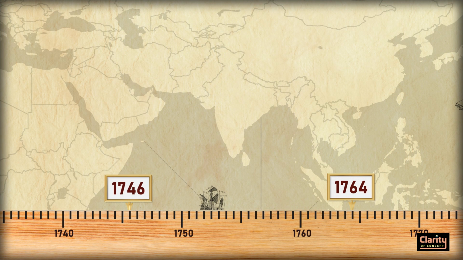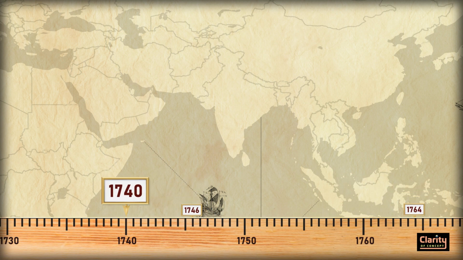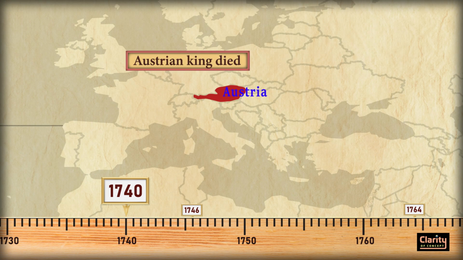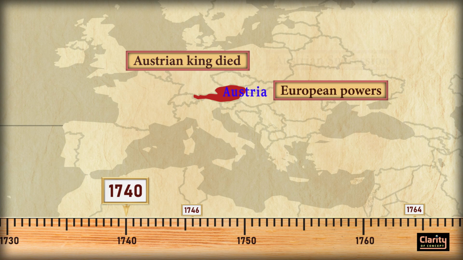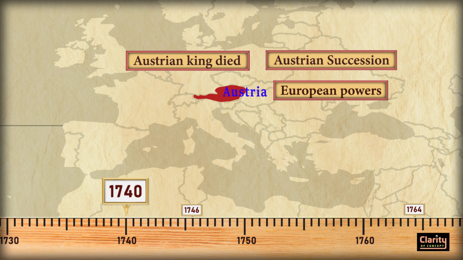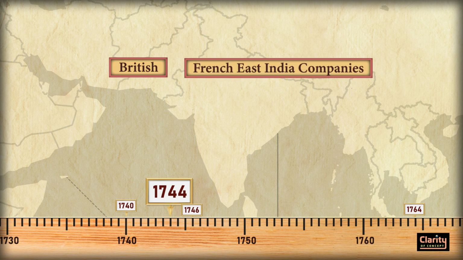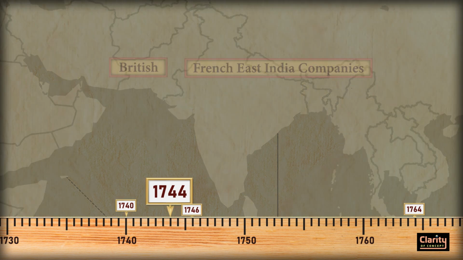Let us continue on the Carnatic Wars that occurred in South India. In 1740, a succession crisis erupted in Europe when the Austrian king died without a male heir. Different European powers supported rival claimants, leading to the War of Austrian Succession. This conflict soon spread beyond Europe. By 1744, it reached India, where the British and French East India Companies found themselves on opposing sides.